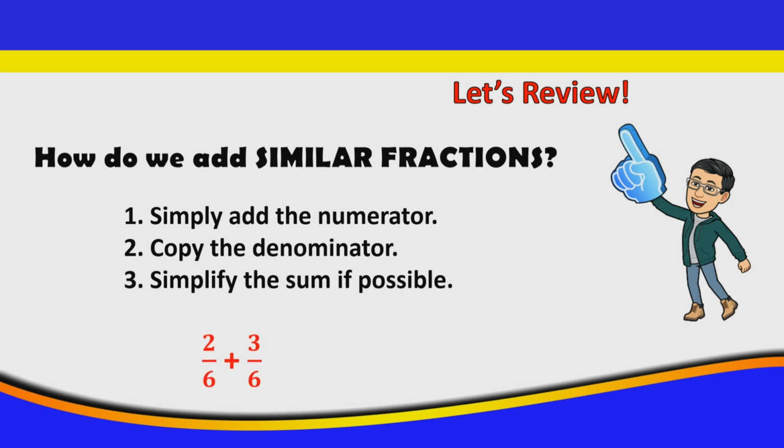For example, 2 over 6 plus 3 over 6. The numerators are 2 and 3, so simply add those, and you have 5. Then copy your denominator 6. So the sum is 5 over 6.